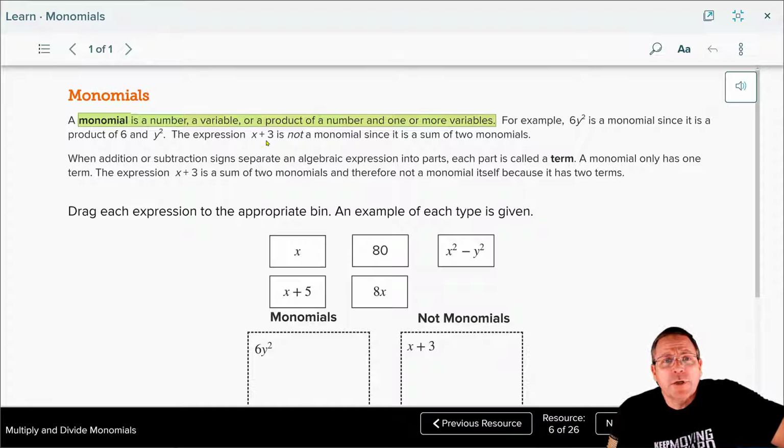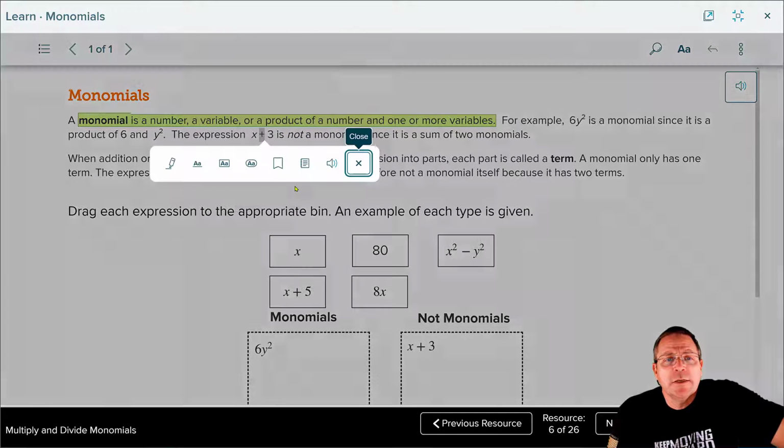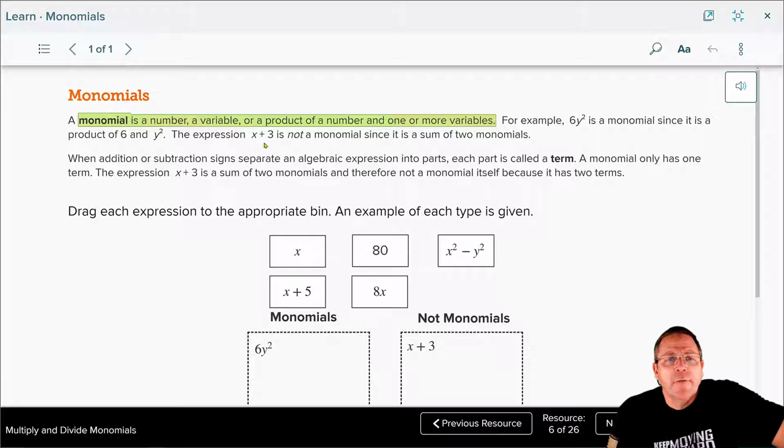However, the expression x plus 3 is not, and the reason is because of that plus sign. If it has a plus sign in it, it's not going to be a monomial. If it has a minus sign, it's not going to be a monomial.